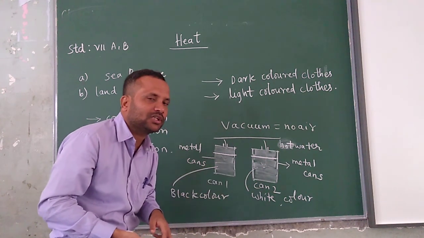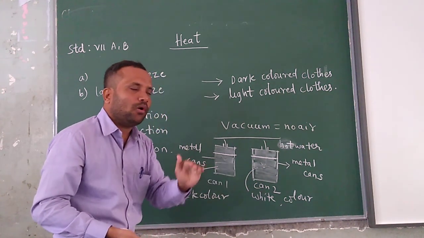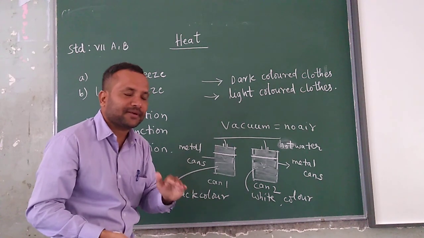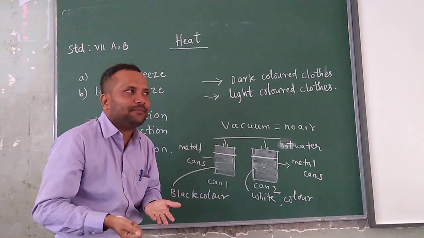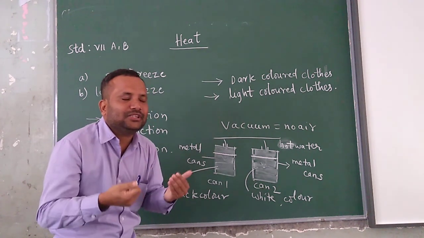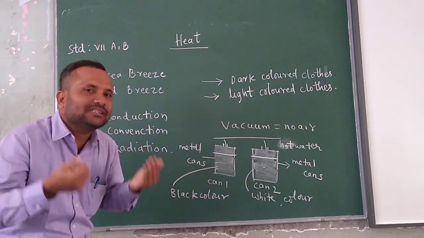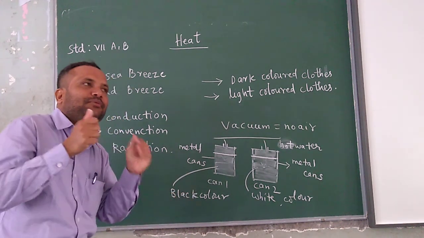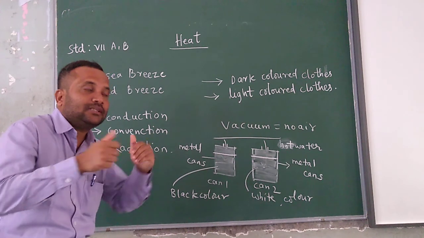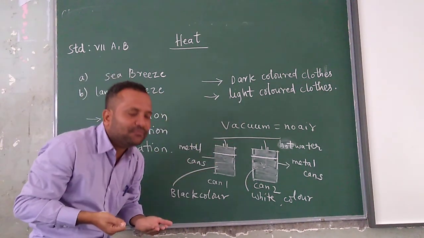But the water temperature in the white can was a bit low after half an hour, because the light color will reflect the heat very fast. They will give out the heat very fast. Black color will not give out the heat so fast.